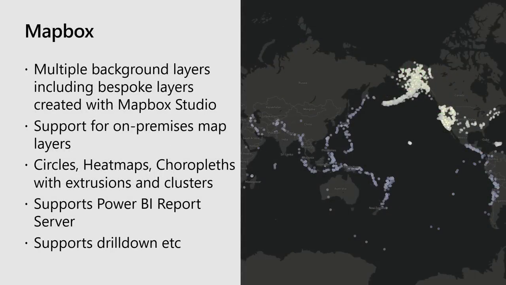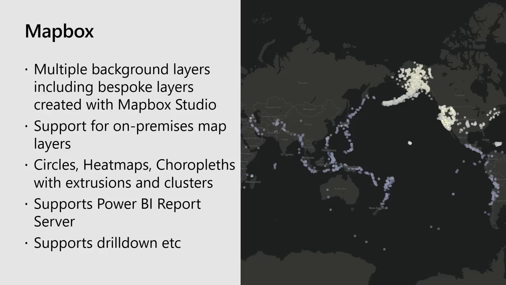And then we've got the Mapbox visual. So Mapbox, a little bit like Esri, is a company whose business is all about mapping. That's all they do. The Mapbox visual, however, isn't part of the product. You do have to install it from the marketplace.